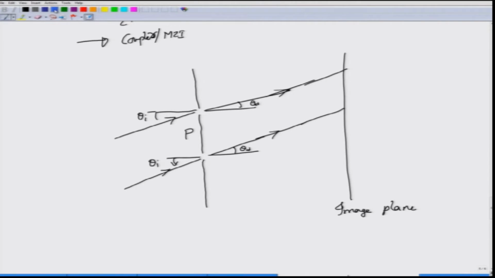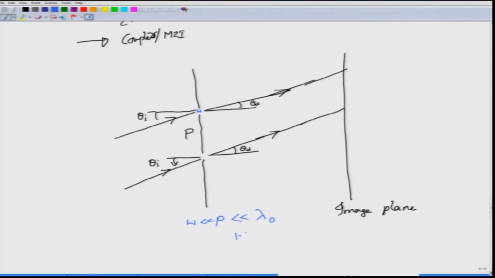Look at this, they are essentially parallel because we are assuming that the image plane is quite far away and the slit width W is very small compared to the pitch P, which itself is very small compared to the wavelength that I am sending in.